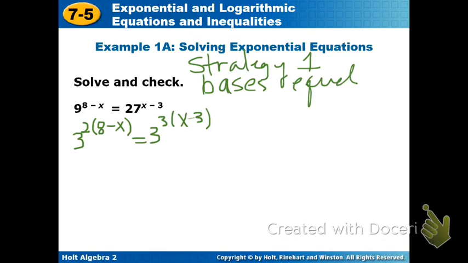So based on your strategy, what's going to happen to those two bases? They cancel each other out, so we take them out. So we are left with just the exponents. On my left-hand side, I'm left with 2 times 8 minus x. So we'll go ahead and multiply that out. What would that give us? 16 minus 2x. And over here we would get 3x minus 9. Okay?